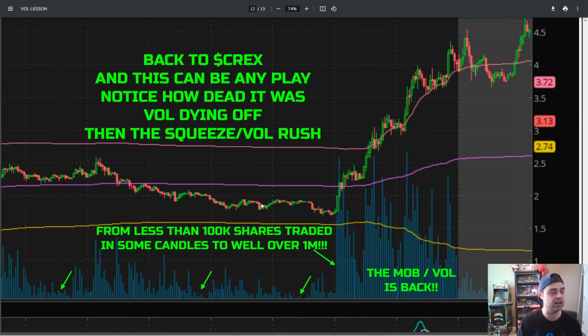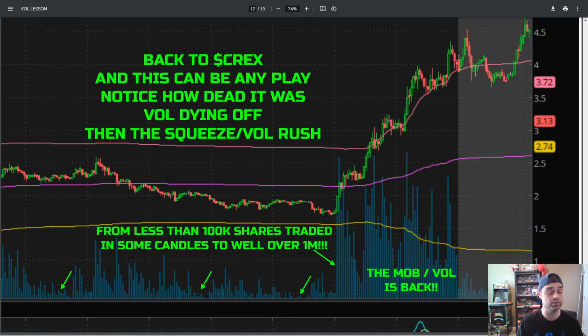We can see stocks and tickers like this where we're trading less than 100,000 shares in some of these candles. We're real low, and then boom, we break the downtrend right there. Volume can come back in the blink of an eye. Notice where the volume is, and notice what you need to be doing and what we're doing opposite here, whereas we may be shorting or looking to go shorter, maybe not thinking this is going to happen.